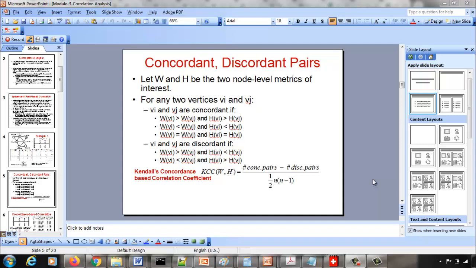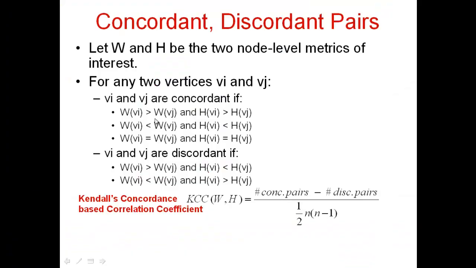Okay, so now we'll look at concordance based correlation. So what we want to do here is this. Let us say we have weight and height to be the two known vertex-level metrics of interest. For any two vertices Vi and Vj, we say Vi and Vj are concordant if the weight of Vi is greater than the weight of Vj and the height of Vi is also greater than the height of Vj. So if it's greater for one metric, it's greater for the other metric too.